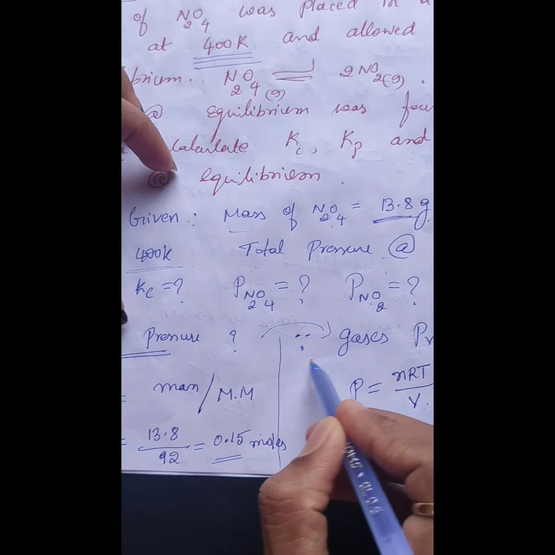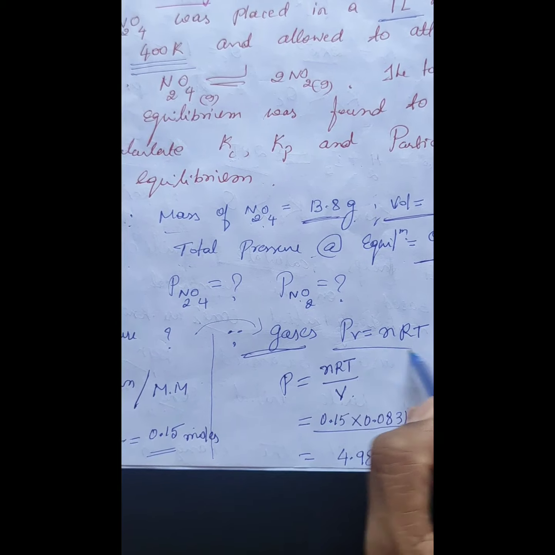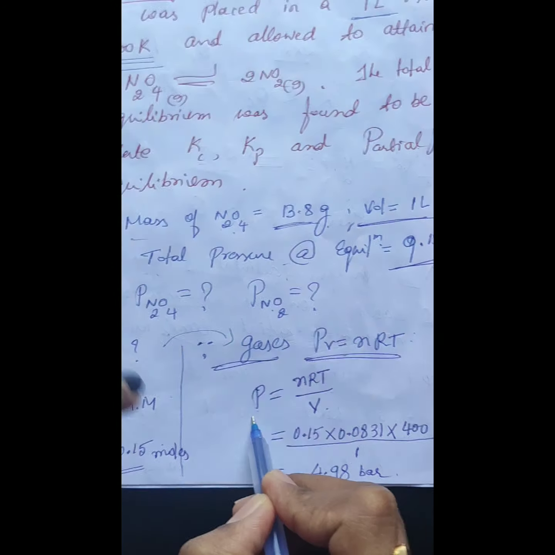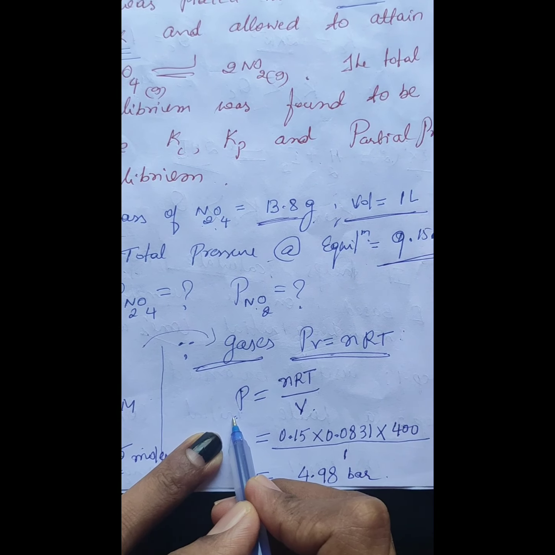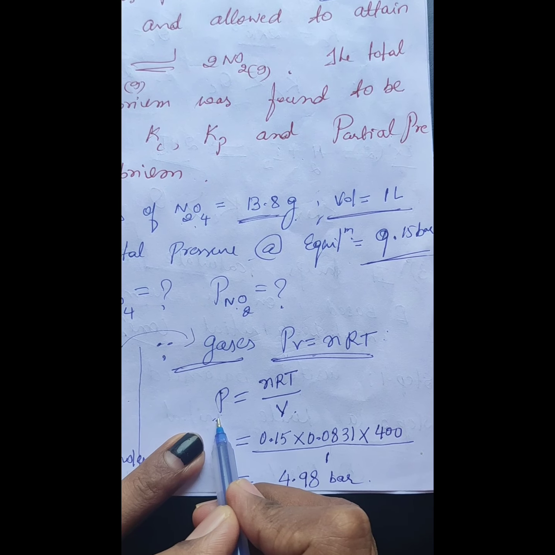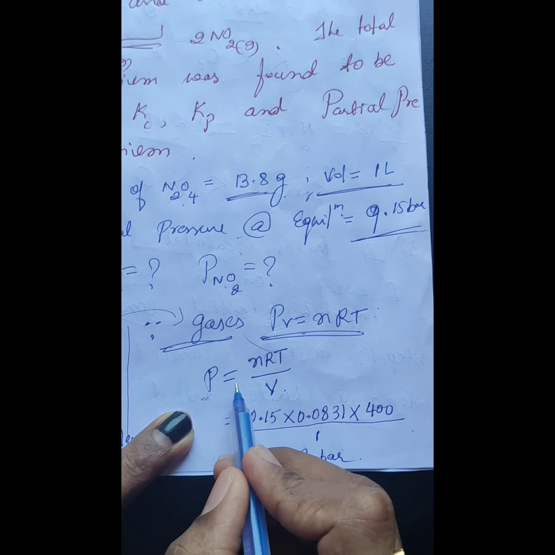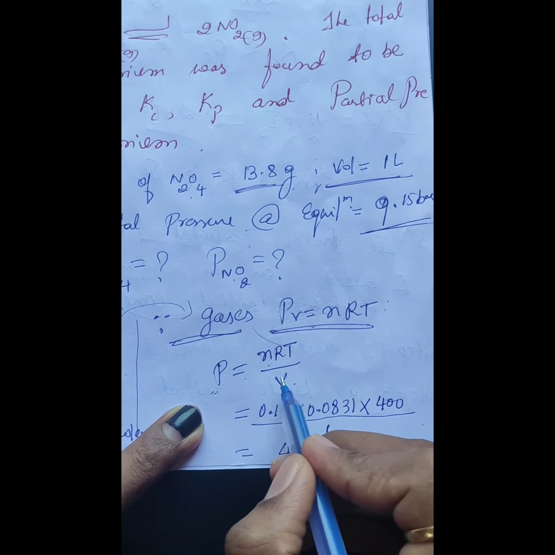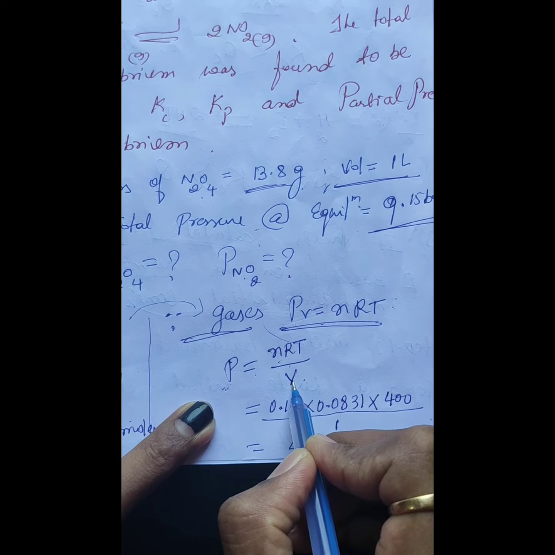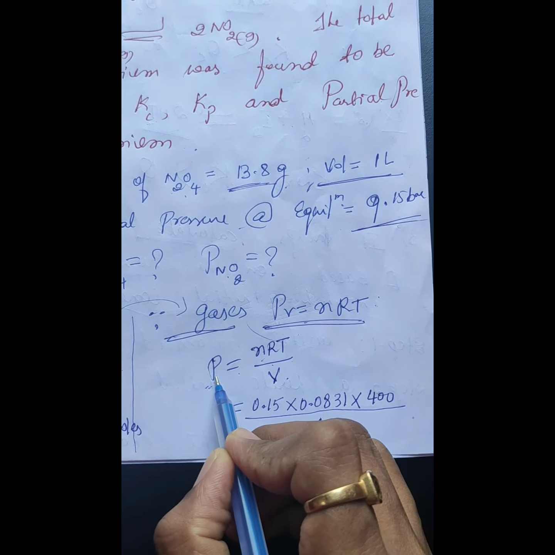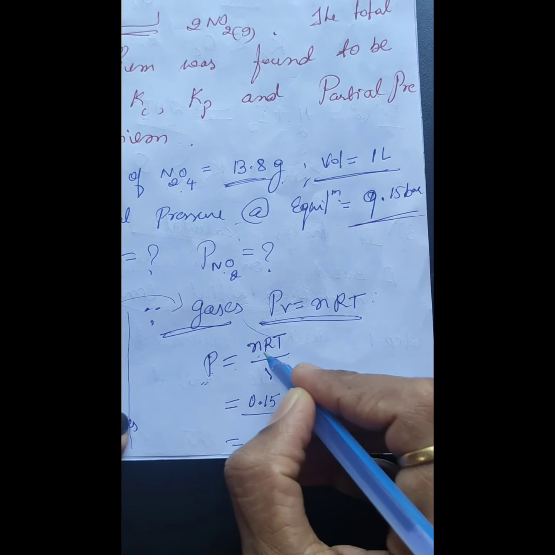As it is a gas, we know PV is equal to nRT, in which our intention is to calculate P. P is actually the initial pressure. So just rearrange this formula. P will be equal to nRT by V. The P value we don't know, we have to calculate. This is the initial pressure, you should remember.